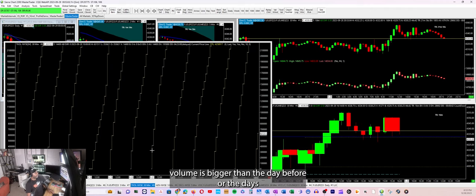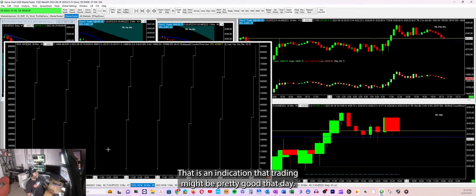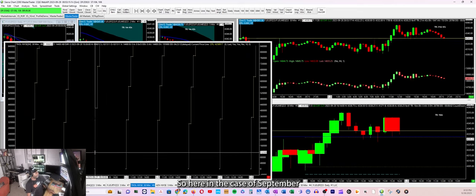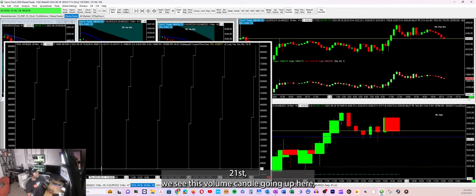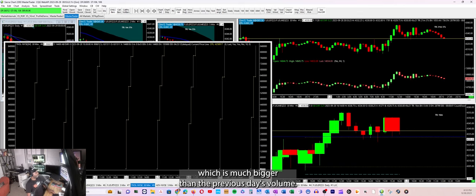If yesterday's volume is bigger than the day before, or the first half hour's volume is bigger than the days before, that is an indication that trading might be pretty good that day. So in the case of September 21st, we see this volume candle going up here, which is much bigger than the previous day's volume.